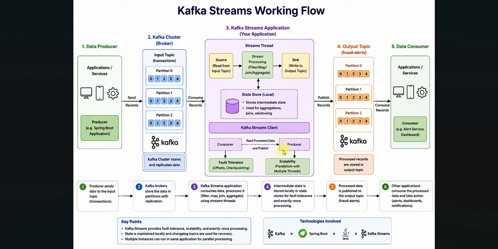The Kafka Streams application workflow: a stream thread reads from the input topic, which is transactions, and does the stream processing operations: filter, map, join, aggregate. In this section we just see the filter operation. Here the state store holds local intermediate state used for aggregation, joins, and windowing.